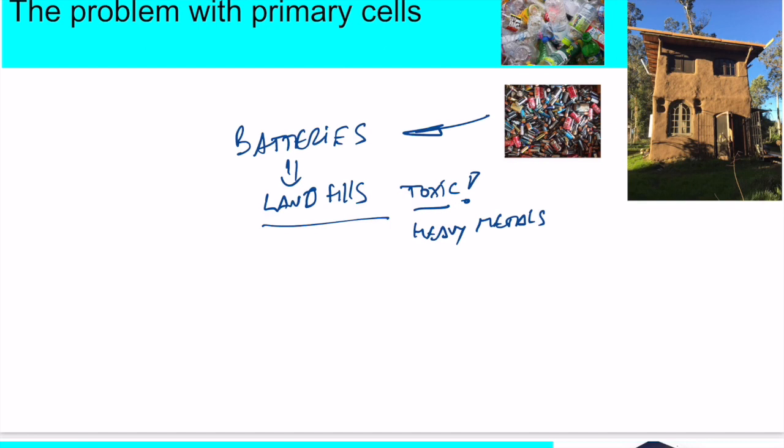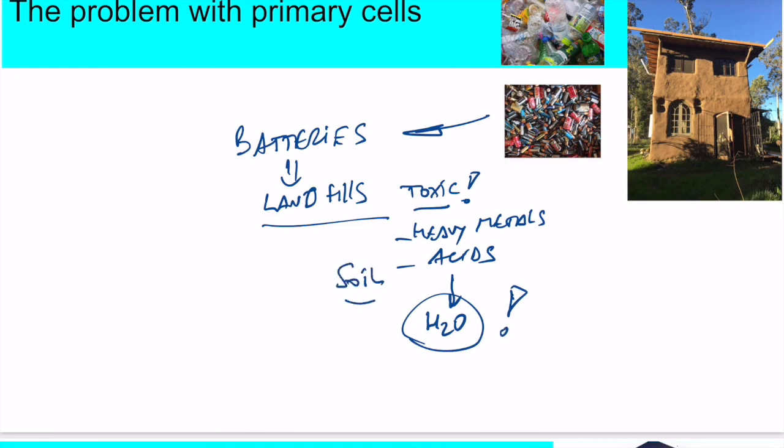And all these heavy metals and acids can filter through the ground and go into the water that we drink, for example. So that's a big problem. It's polluting the soil, it's polluting the water that we drink. Very, very bad for the environment. So it is even worse than plastic.